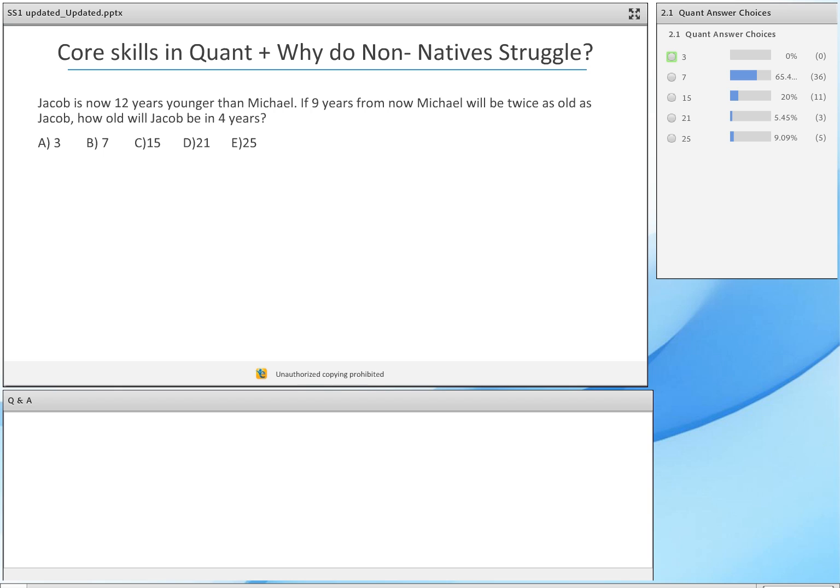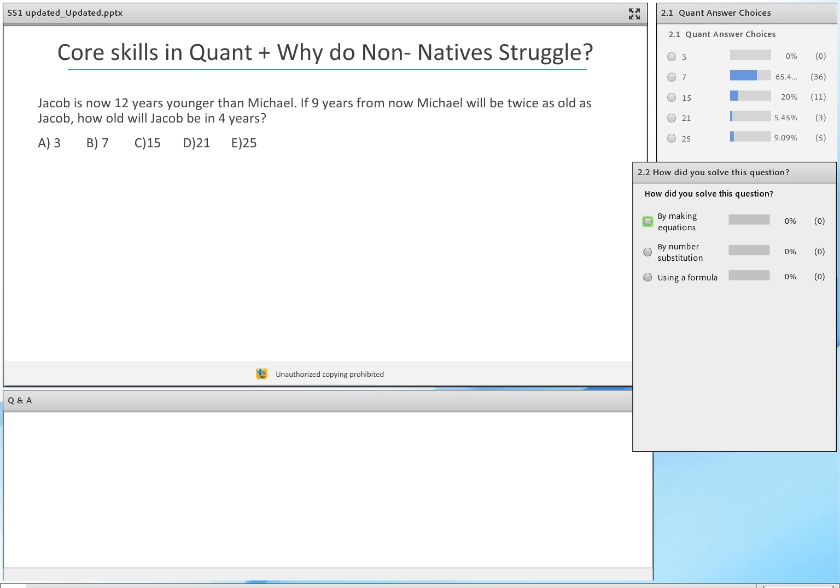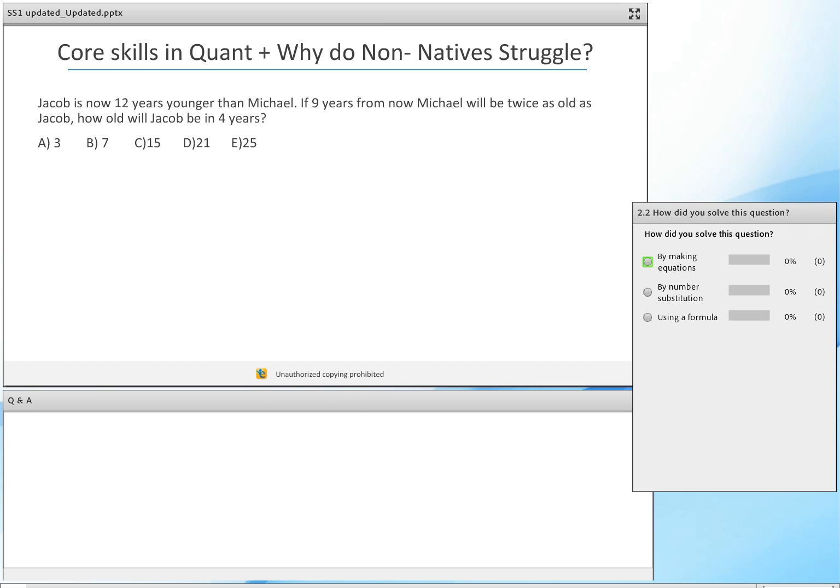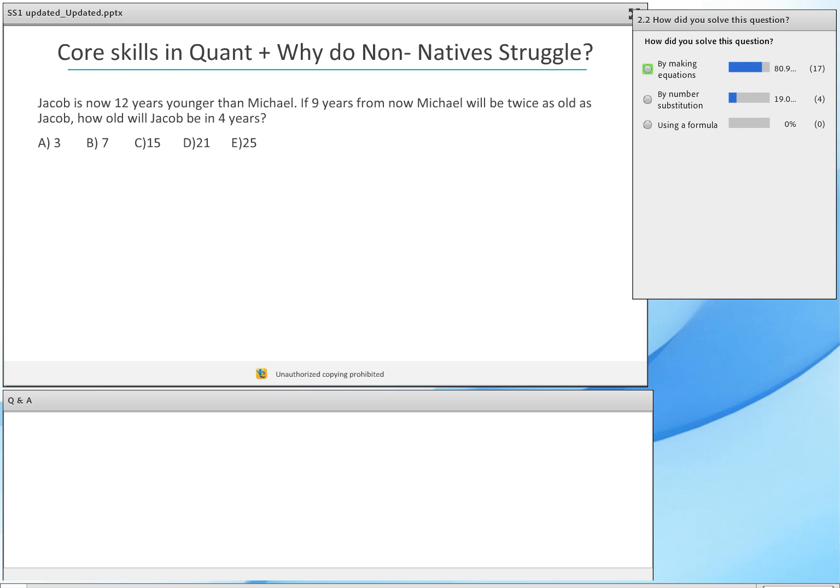Okay, where is my poll question? Sorry. Yes, here's my poll question. Great. The next question is, how did you solve this question? And the 3 answer choices which are there are by making equations, using number substitution, or by using a formula.